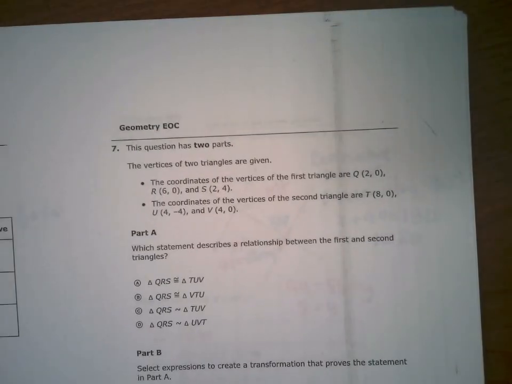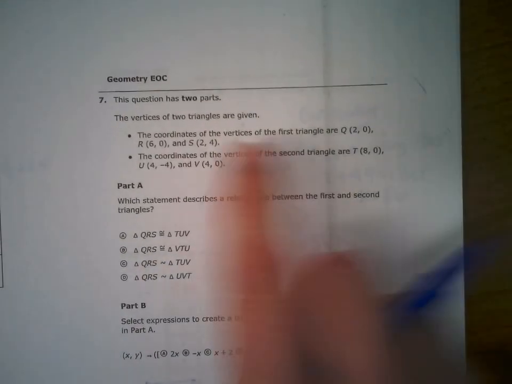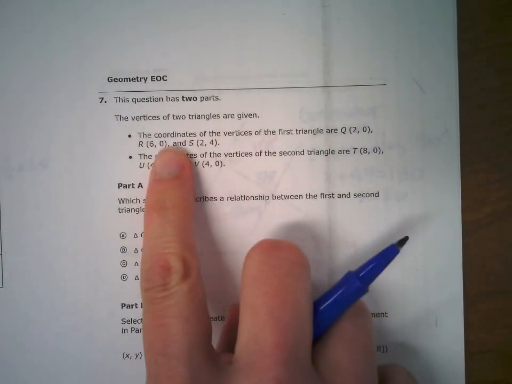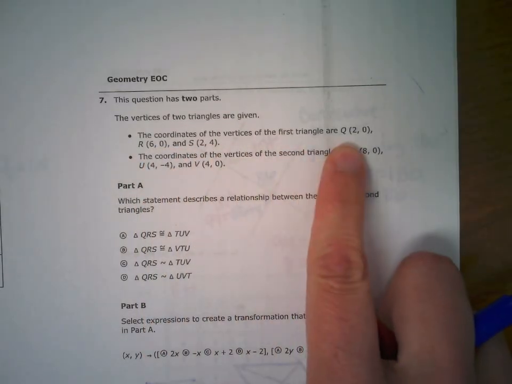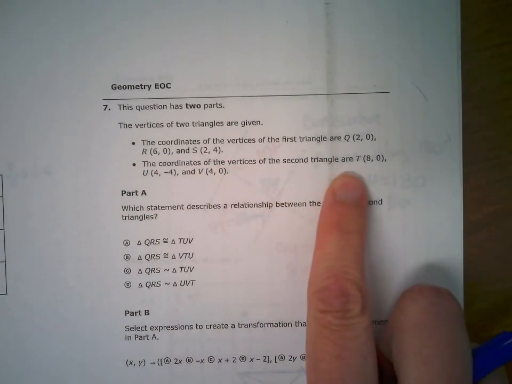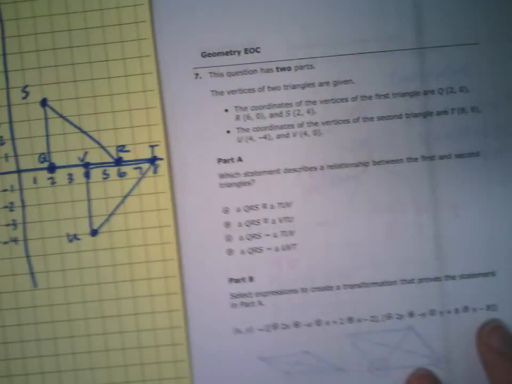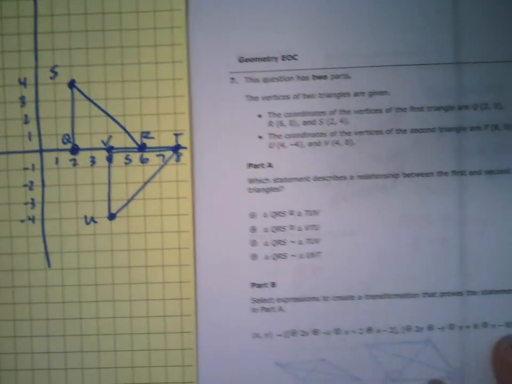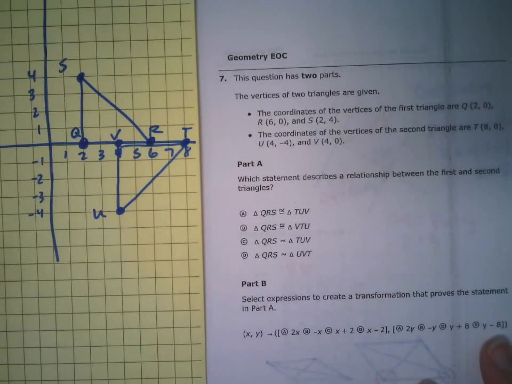Number 7, the question has two parts. It says the vertices of two triangles are given, the coordinates of the vertices of the first triangle, and the coordinates of the vertices of the second triangle. We do not want to try to do a question like this without drawing a picture. So that is going to be our first step. We're going to draw a picture. So we can see here, these are our two triangles that are given.